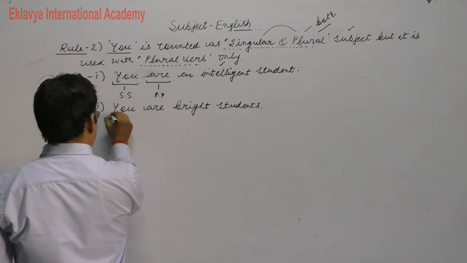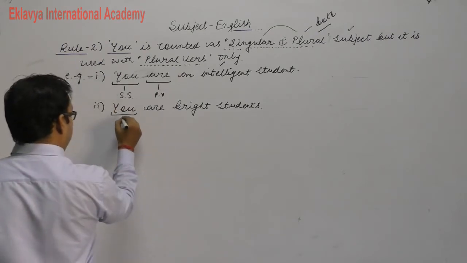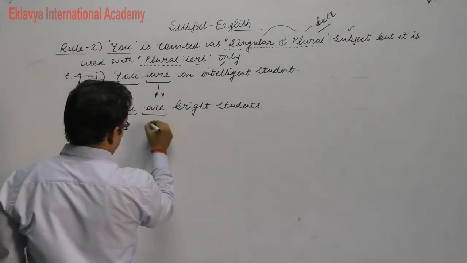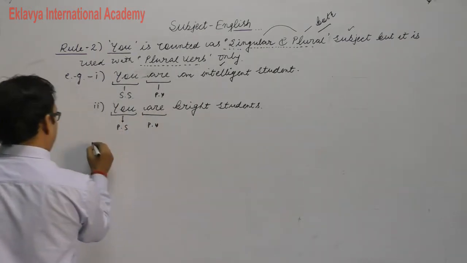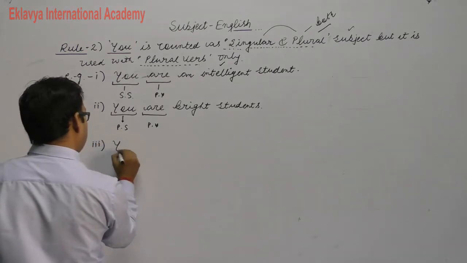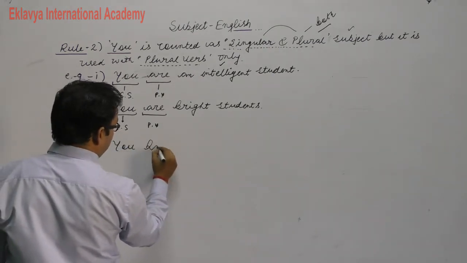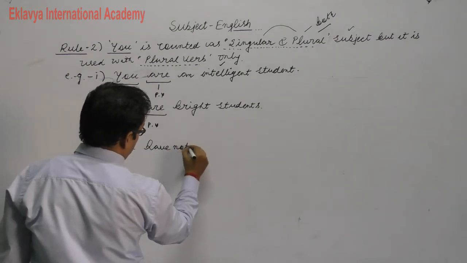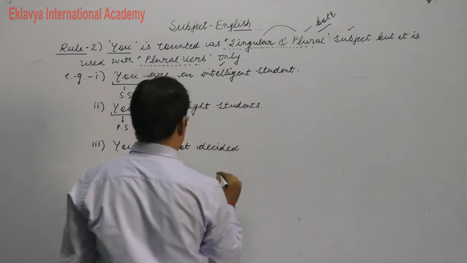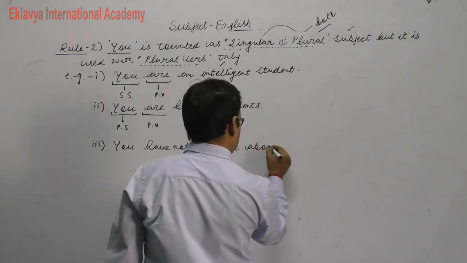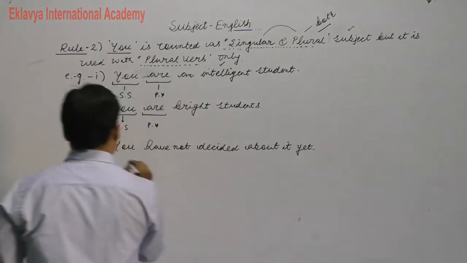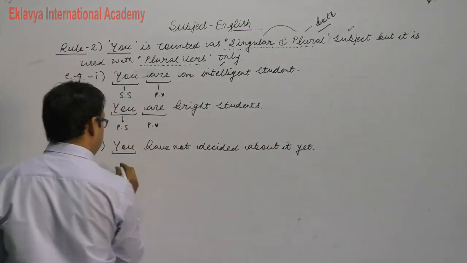Students, you are bright students. Plural subject, plural verb. Example number 3: You haven't decided about it yet. You haven't decided about it yet.